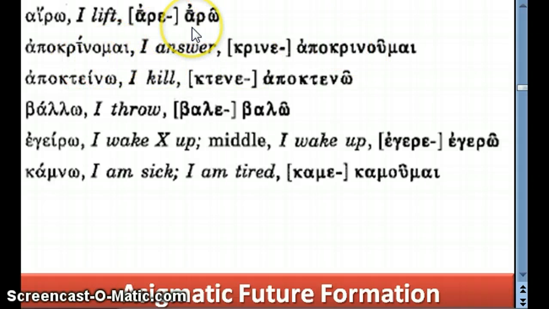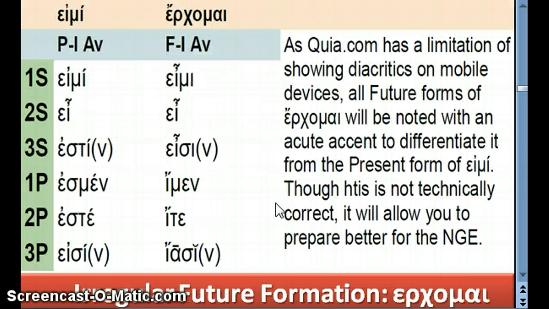Apocrinomai, I answer, becomes apokrinumai in the future. So it becomes an epsilon contract. These all become epsilon contracts in the future. Some stem changes: apokateno becomes apokateno. Apokatenes, apokatene. They all become epsilon contracts. I'm not going to really stress out over these right here. Just be aware of them and when they come up.